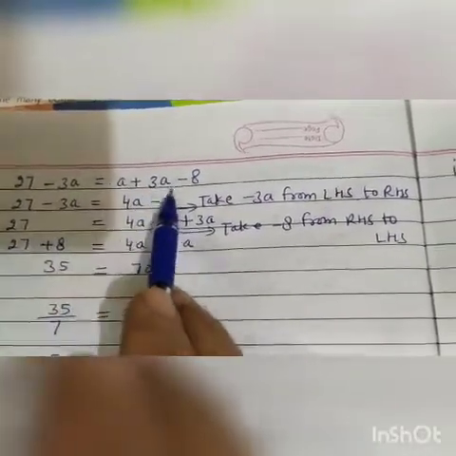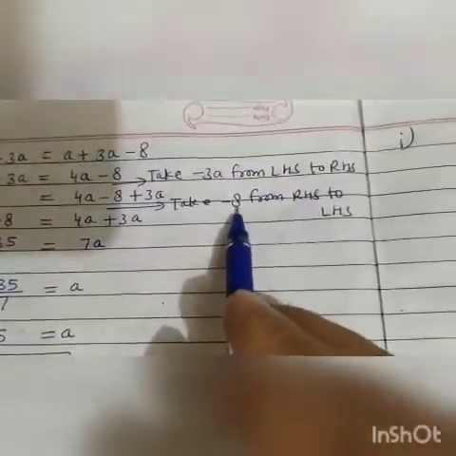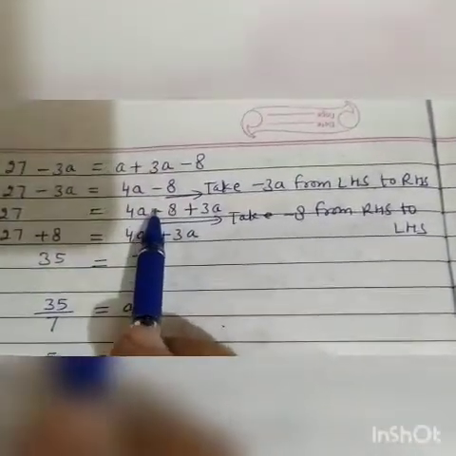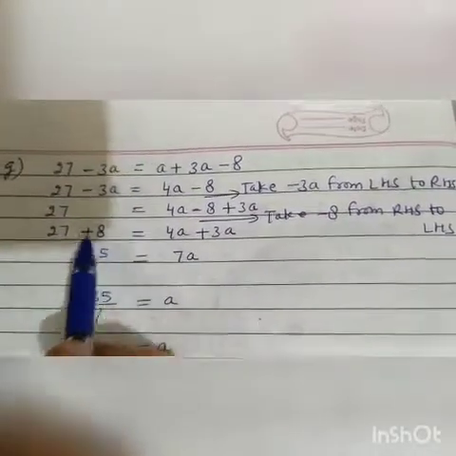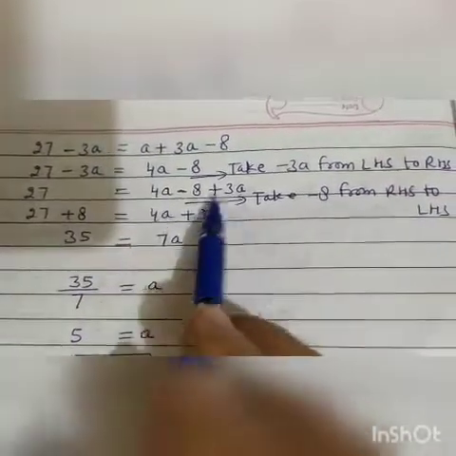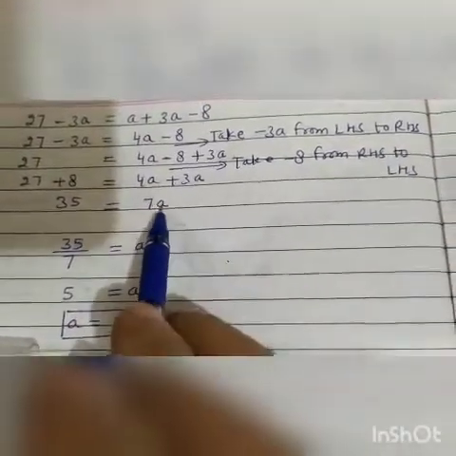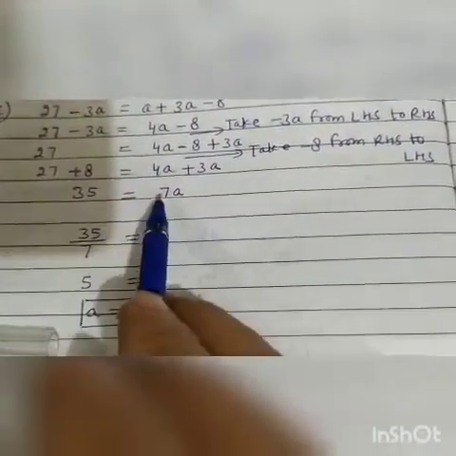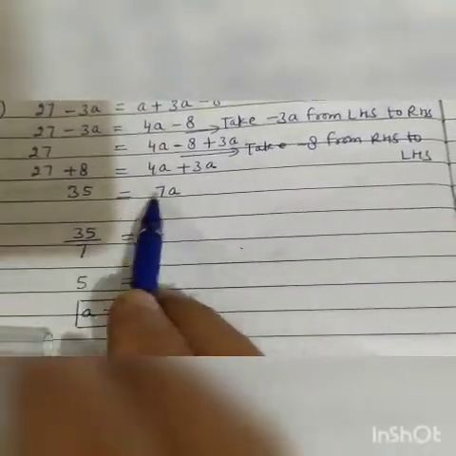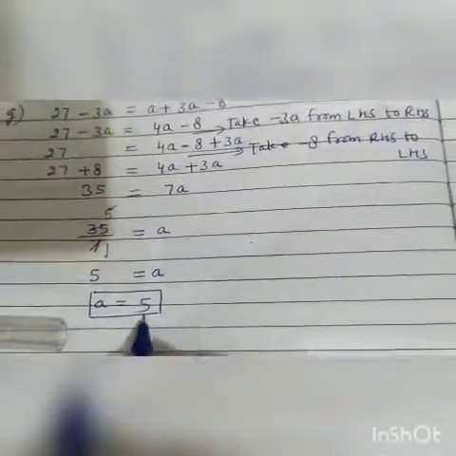Take this minus 3a. Here we will write it plus 3a. Now take minus 8 from right hand side to left hand side. This time we will take this minus 8 from right hand side to this left hand side. So it becomes 27 plus 8 is equal 4a plus 3a. 27 plus 8 35 is equal 4a plus 3a 7a. Now this 35 upon this 7 equal a. 7 1 is 7, 7 5 is 35. So a is equal 5.